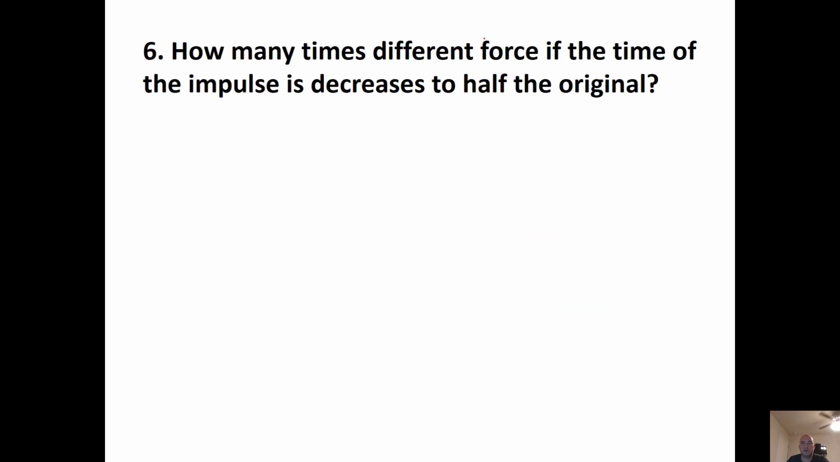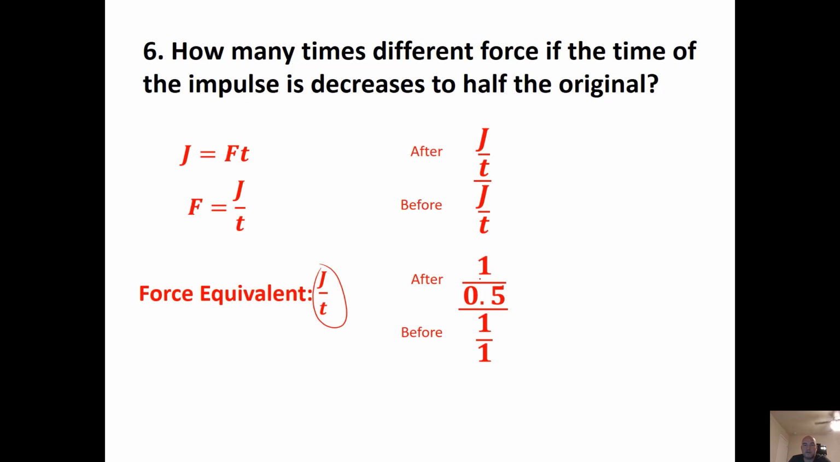How many times different is the force if the time of impulse is decreased? So this is not good if you're trying to protect yourself. The time of impulse is decreased by half. So rearrange it for force. The equivalent of force is impulse over time. Put it over itself, and when the time becomes 1/2 of what it was, the 1 over 0.5 ends up being 2 times the original value. So you're going to feel twice as much of the force, and therefore the hurt as a result of the force.